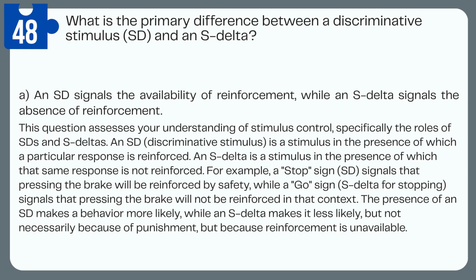For example, a stop sign, SD, signals that pressing the brake will be reinforced by safety, while a go sign, S delta for stopping, signals that pressing the brake will not be reinforced in that context. The presence of an SD makes a behavior more likely, while an S delta makes it less likely, but not necessarily because of punishment, but because reinforcement is unavailable.